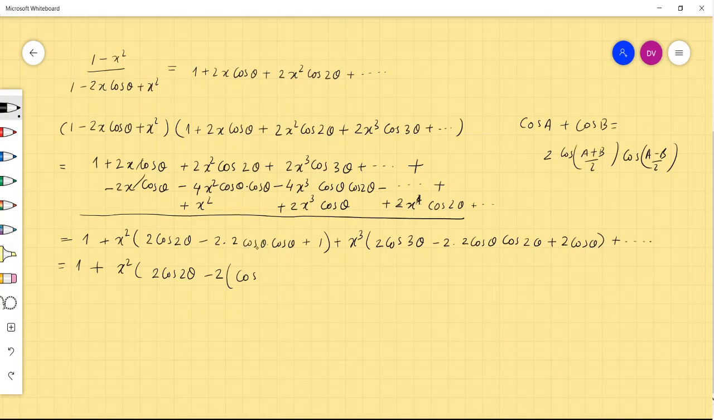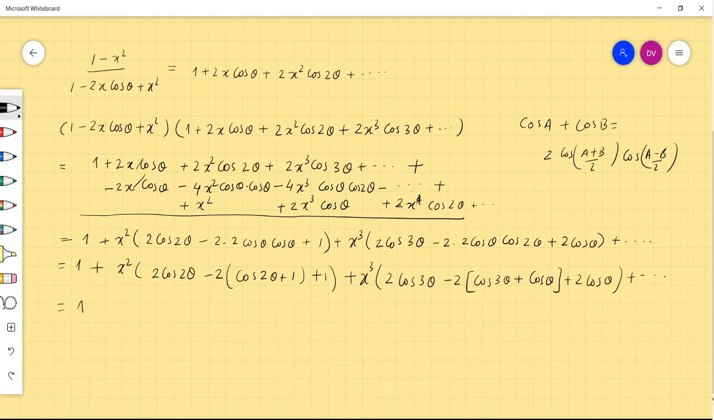So when you find the sum of the angles, you get 2 cos 2θ plus 1, because this will be cos 0. Cos(θ − θ) is cos 0, that is 1, and we have 1 here, plus 1, plus x³ times, this will be 2 cos 3θ minus 2 times, so this will be cos 3θ plus cos θ, 2 cos θ, plus etc.